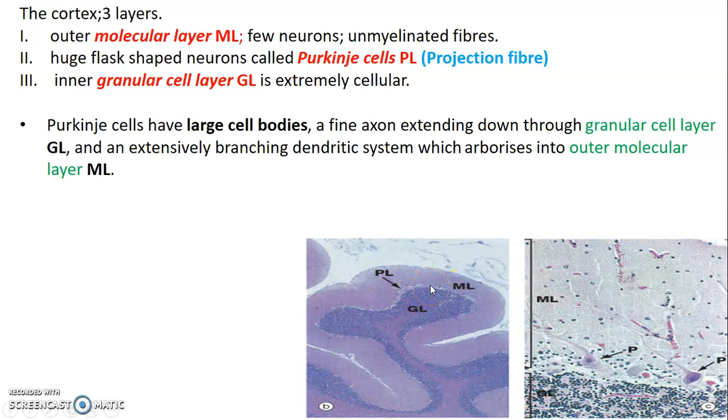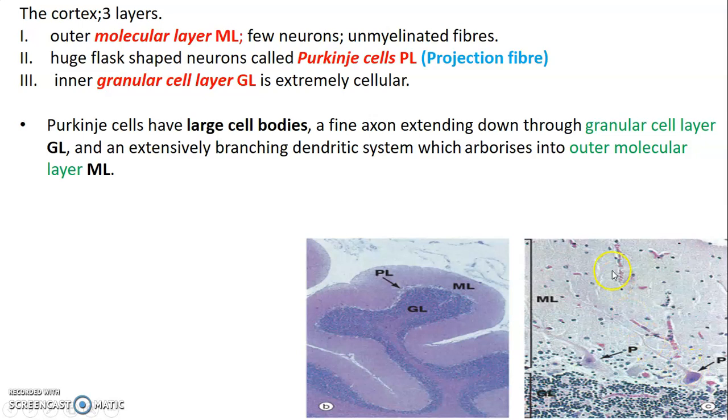So this molecular layer has neuronal cell bodies. In the Purkinje layer, you're able to see large flask-shaped cell bodies with dendrites getting into the molecular layer. Then the granular layer, they resemble granules of sand. So you have the granular cells within the granular layer. These are Purkinje cells. You can see the arborization of the dendrites into the molecular layer. Look at the flask-shaped cell bodies and the dendrites arborizing into the molecular layer.